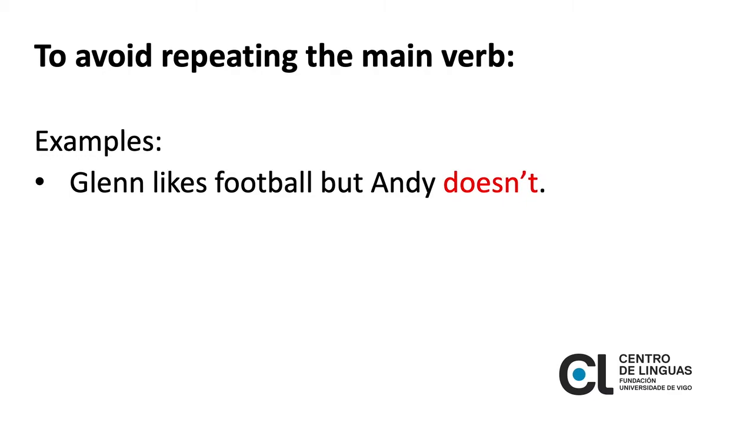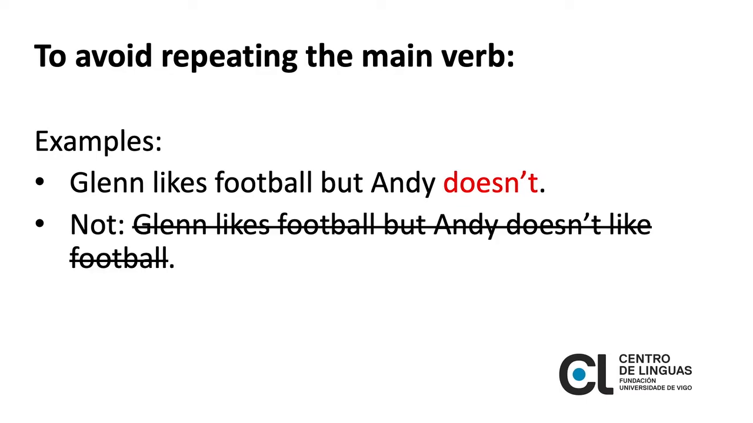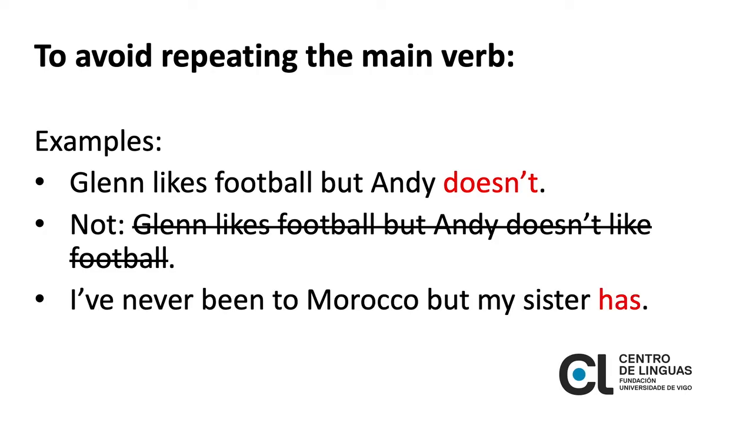But we can also use auxiliary verbs to avoid repeating the main verb. For example, Glenn likes football, but Andy doesn't. Okay, we don't have to say the entire thought. Glenn likes football, but Andy doesn't like football. Okay, we can just stop at Andy doesn't. Here's another example. I've never been to Morocco, but my sister has.